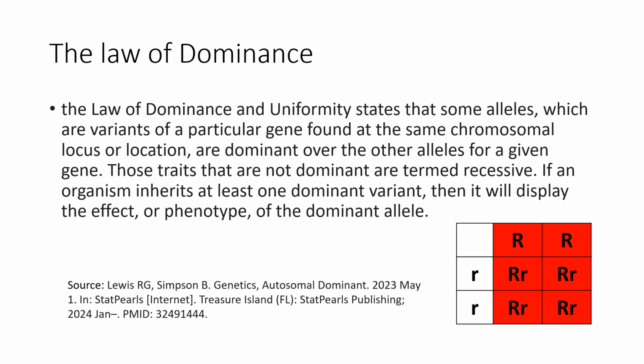If an organism inherits at least one dominant variant, then it will display the effect or phenotype of the dominant allele. In the example, you can see the big R as dominant red flowers and the little r as white flowers. When these are mated, all the flowers are red and none are white.